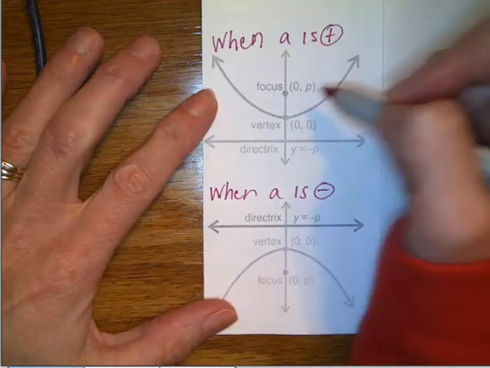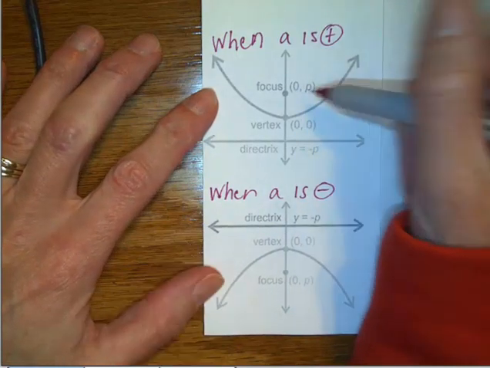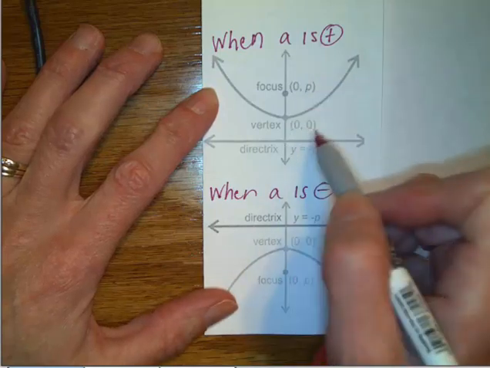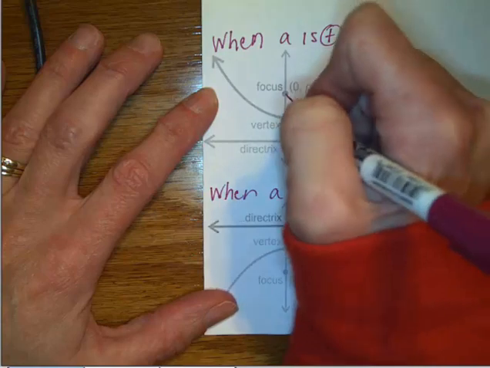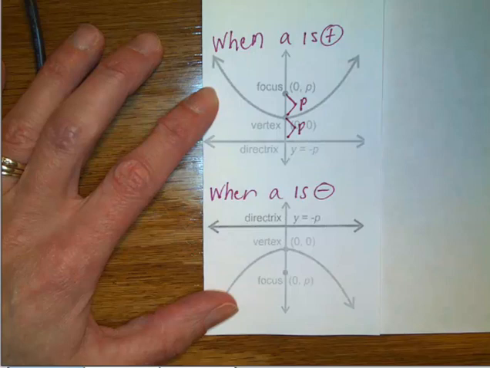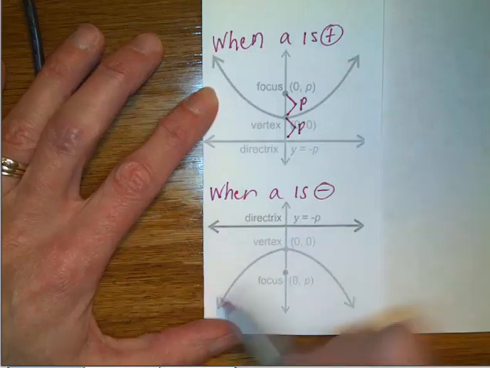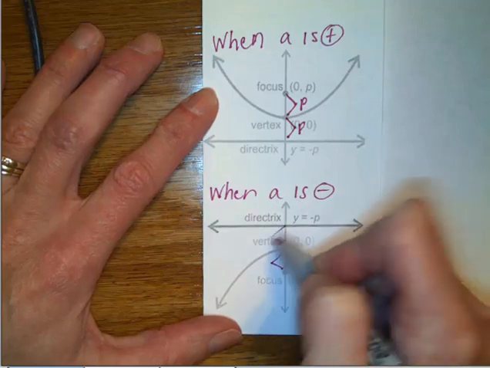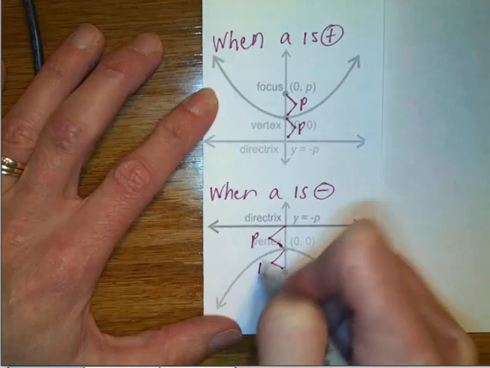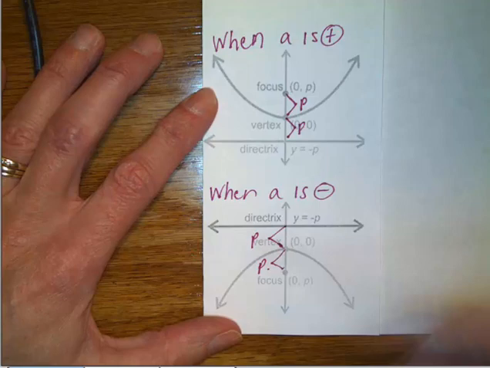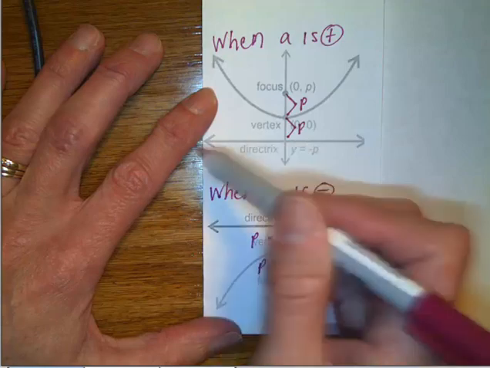Now remember, if you look at the picture, 0p, that is if your vertex is only at the origin, okay? They're trying to show you that this distance and this distance is both p, okay? And the same thing in this one. So if it's a sad parabola, notice that focus is still inside, and the directrix is still that p distance away, okay? It's just the directrix is above, I guess you want to say, that sad parabola, where this one it's below this happy parabola.